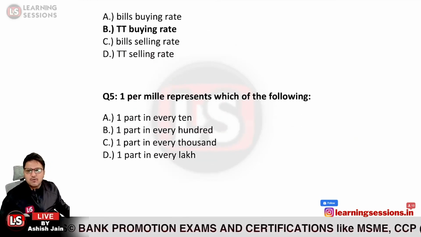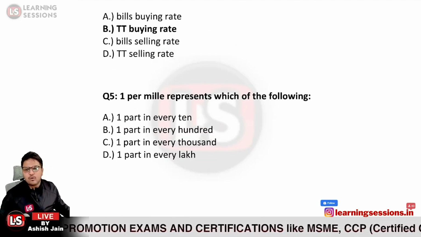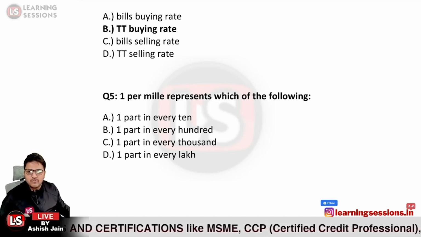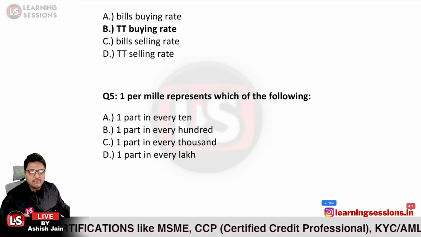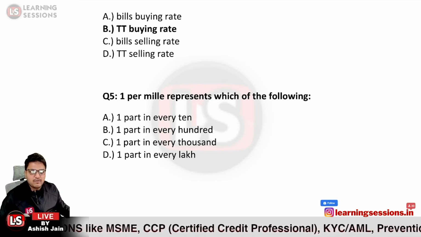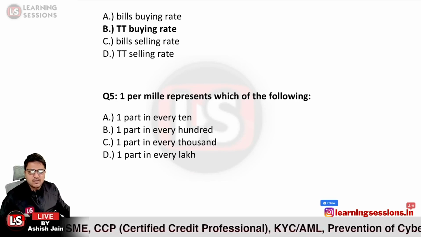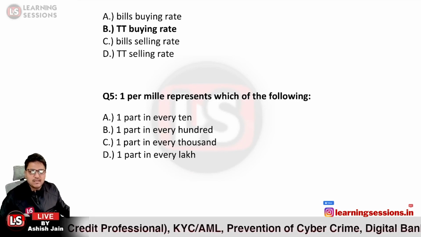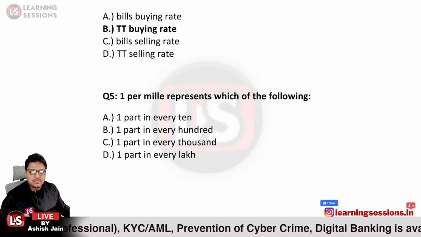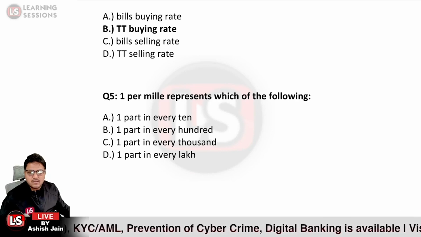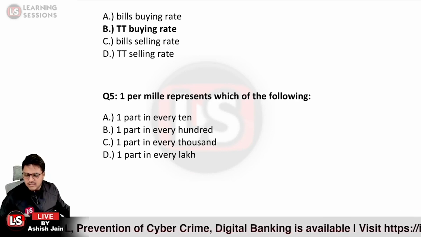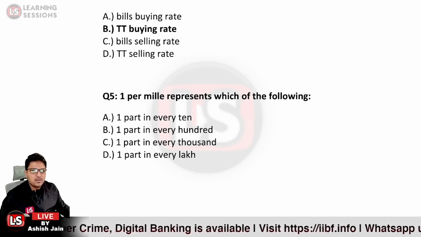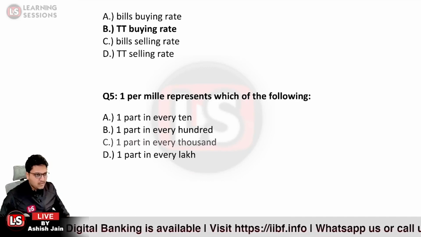Next question, it says 1 per milli represents which of the following? 1 part in every 10, in every 1000, in every 100, or in every 1 lakh. It is 1 part in every 1000. So again, Priyanka has answered correctly at the earliest. Option C over here is the right answer. That is 1 part in every 1000.